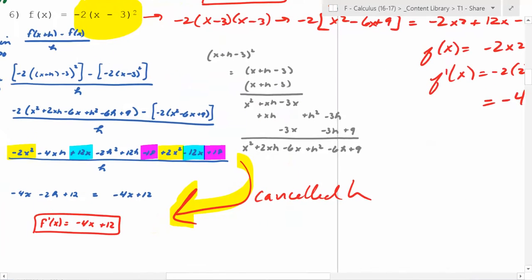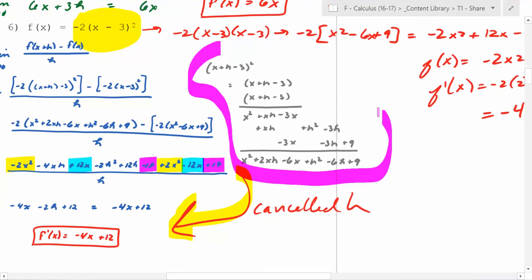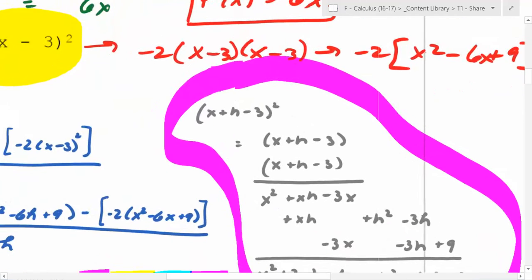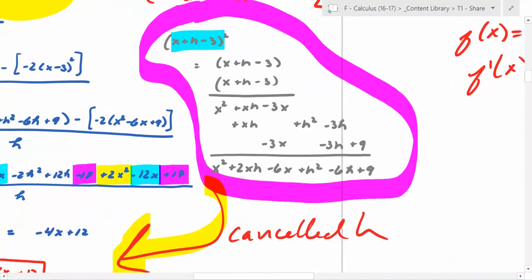Now, do you see how this was multiplied out? This is probably the most challenging part, this part right here. You see this? That was doing x plus h minus 3 squared. How many terms are in there? There's 3 terms in there. So when you multiply it out, you just have to make sure you keep track of everything. You have x plus h times x plus, there's 3 terms in there. So you have 9 different pieces. You have to be very, very careful.